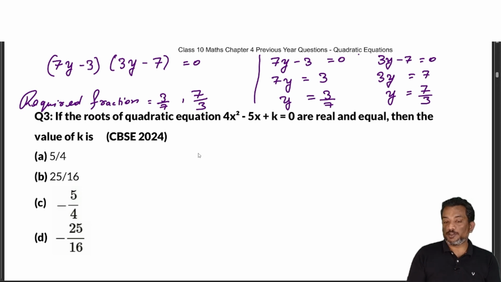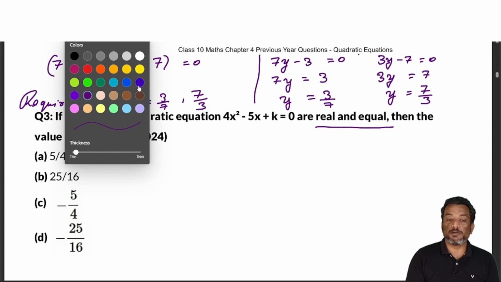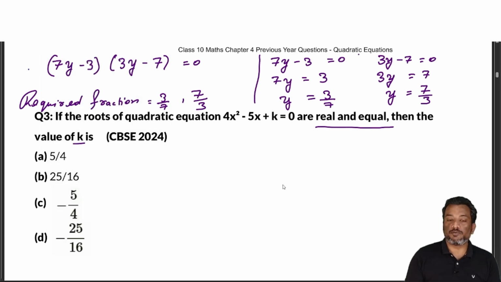Now coming to the next question, it is an MCQ question again from 2024. It is saying if the roots of the quadratic equation 4x square minus 5x plus k is equal to 0 are real and equal, then find the value of k. Hope you remember we have already done this type of question in the quadratic equation chapter. It is saying the roots are real and equal, which means our discriminant is equal to what?